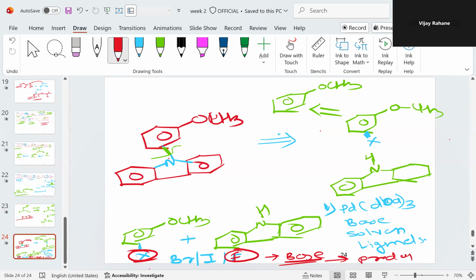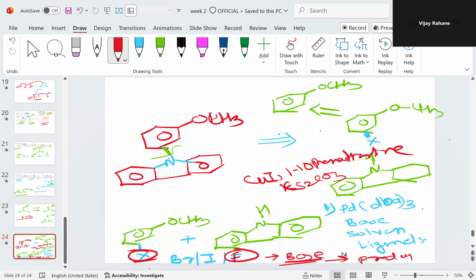But if you have the iodo, then the reaction condition will be different. We need to use copper iodide, 1,10-phenanthroline, then the base, either K2CO3 or cesium carbonate. Like this, we need to use a base, and again the solvent at higher temperature. In all cases, the reaction temperature generally required is more than 150.